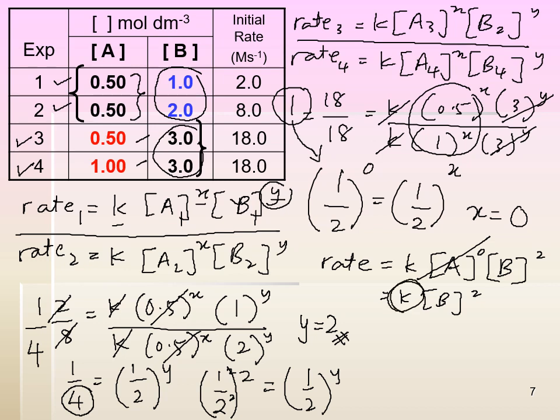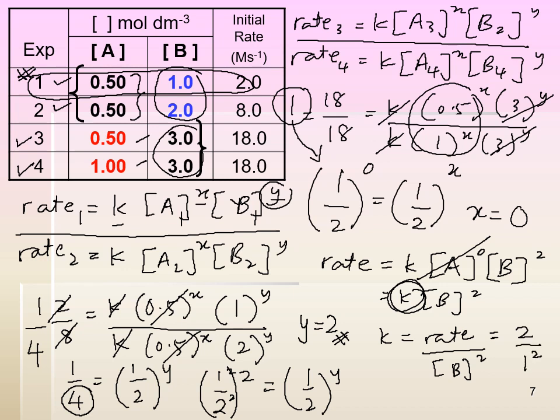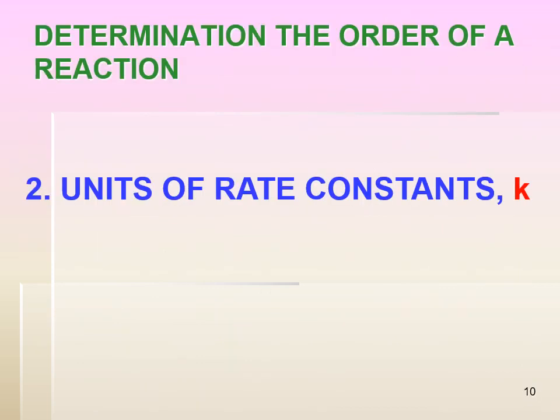So what is the value of K? So K would be rate divide by concentration of B to the power of 2. So you can take any experiment that you like. I'm choosing number 1 here. So the rate is basically 2 over B is 1 to the power of 2. So K is basically 2. And then the unit is per molar per second. So this is giving you at least 5 marks if you got it right.